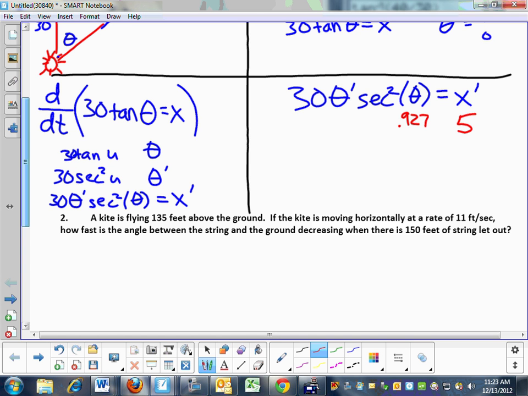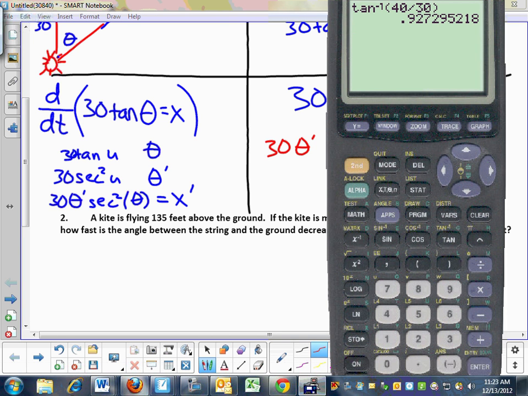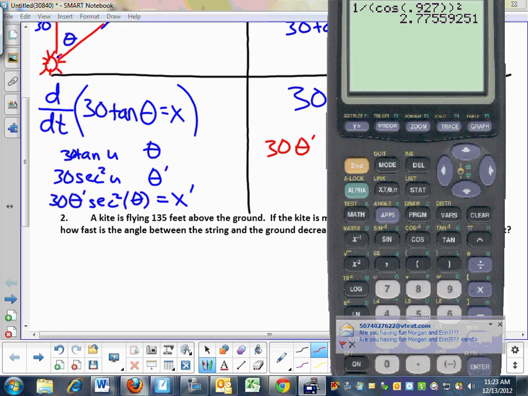Okay, so now we have 30 times theta prime of, I need to take secant squared of 0.927. I don't have a secant button on my calculator, so what do I do? Right. 1 divided by parentheses cosine of 0.927. And I got to square that, right? And I get 2.78.